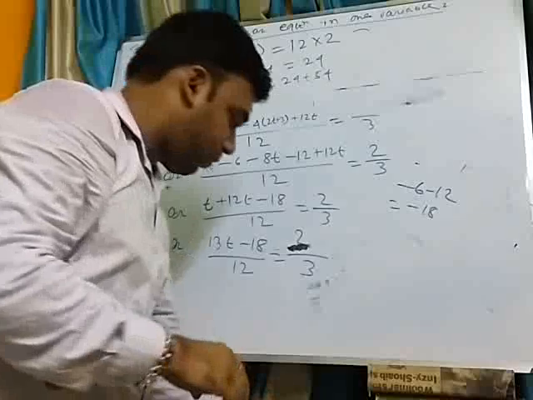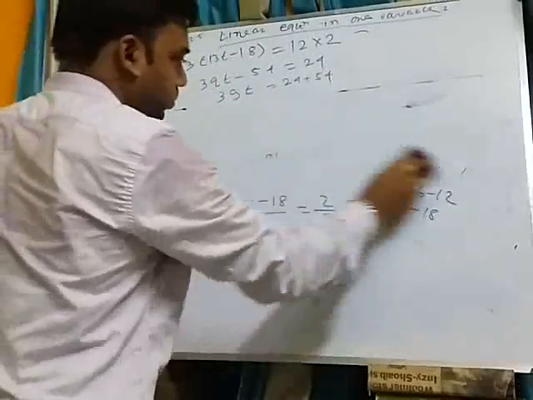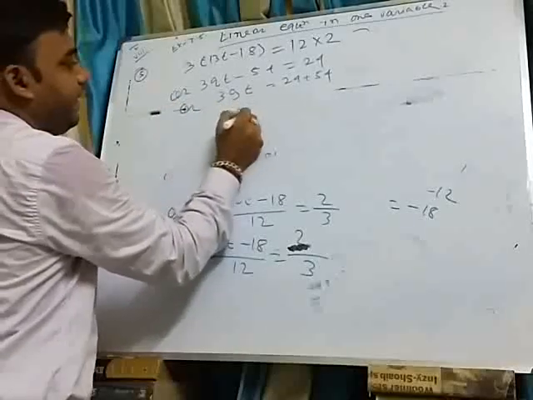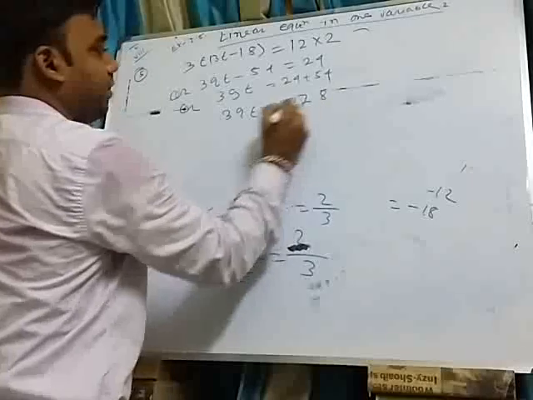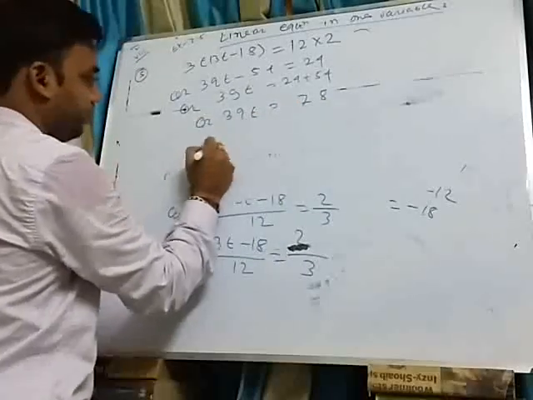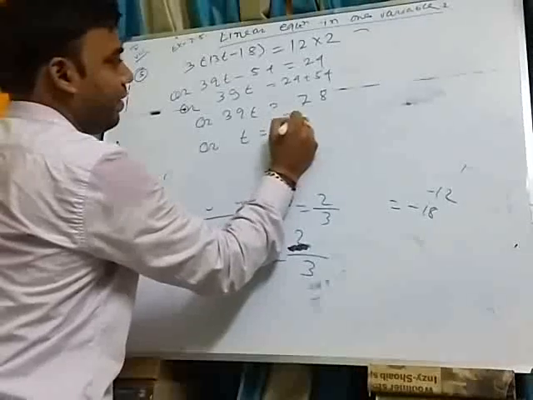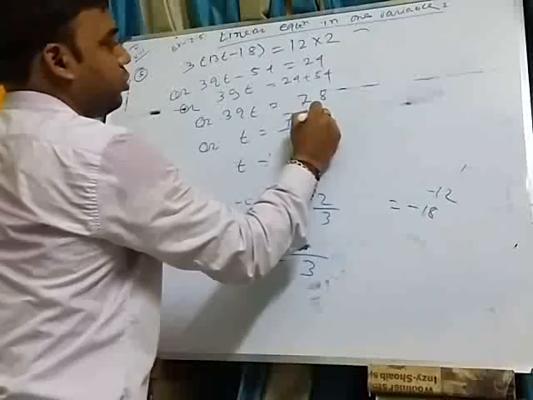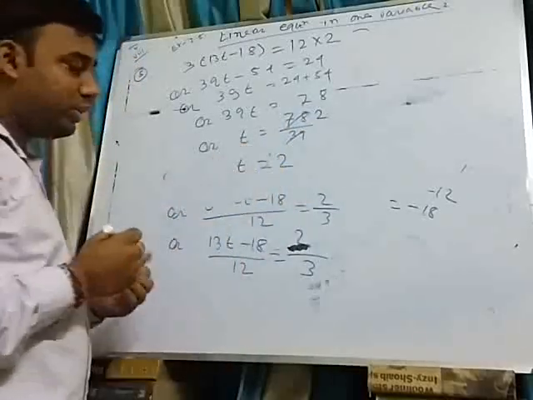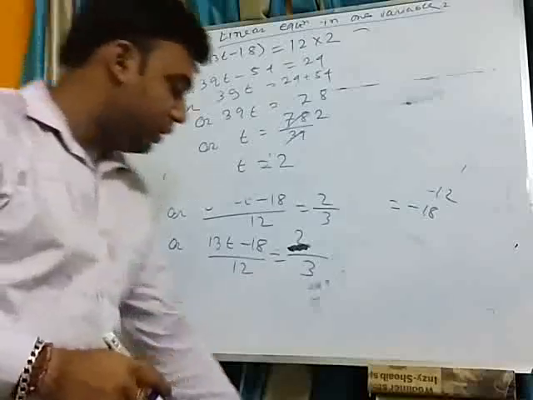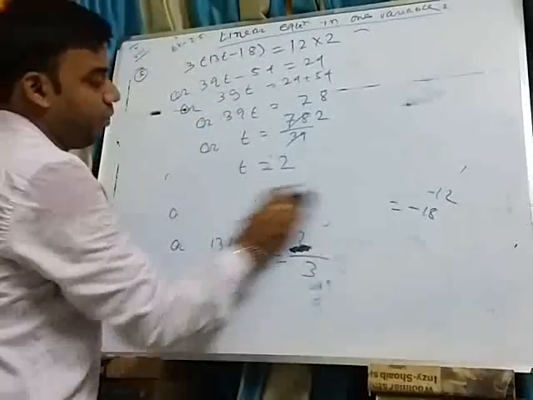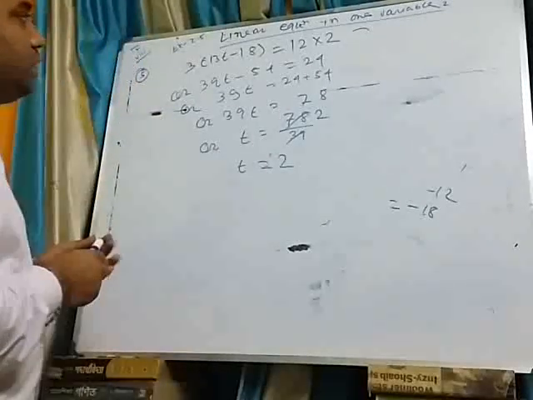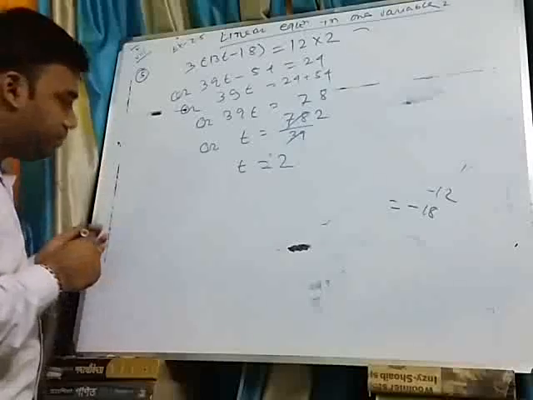Now 39t equal to 78, or t equal to 78 by 39. So that should be reduced by 39. So t equal to 2. t equal to 2 is the answer of the given equation 5. So the solution of the equation is t equal to 2. Just copy it, that is sum number 5.